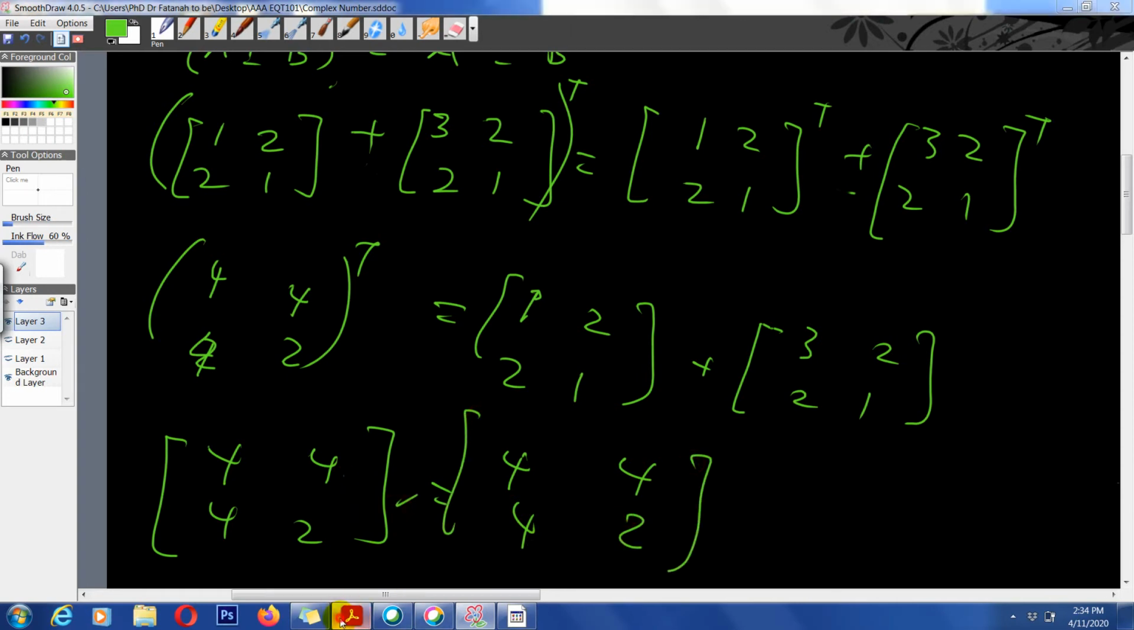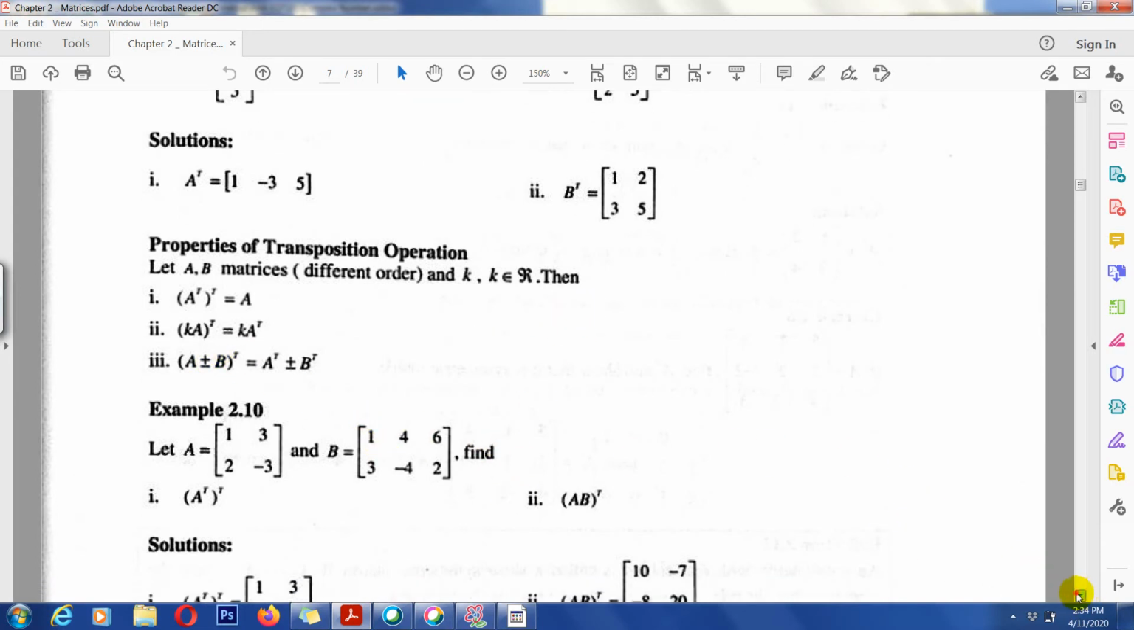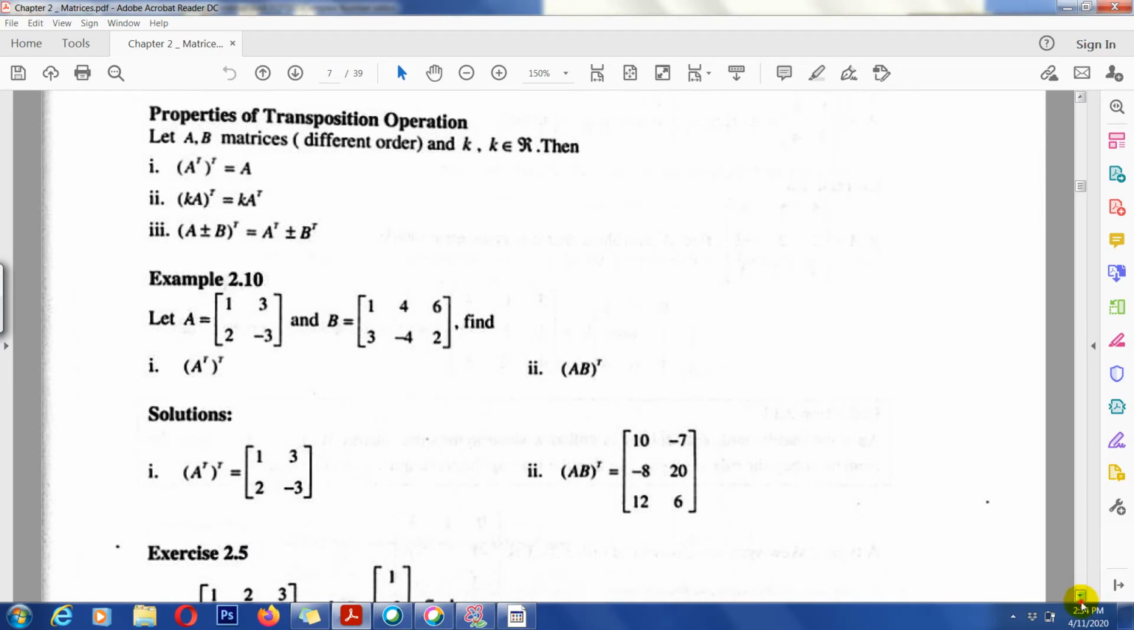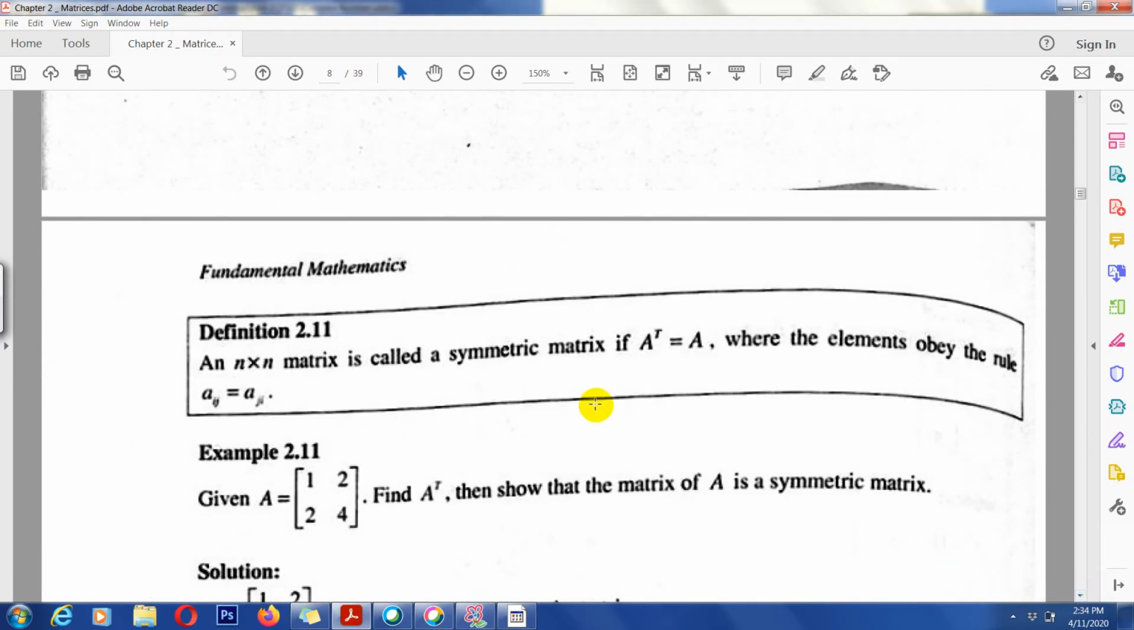So you can just directly use the properties. It's easy. You can put any matrix and use these properties. You can see the exercise there, and you can try. Okay, next is the symmetric matrix. What is a symmetric matrix? If we have an n by n square matrix, and A transpose is equal to A, then we say that the matrix is symmetric.